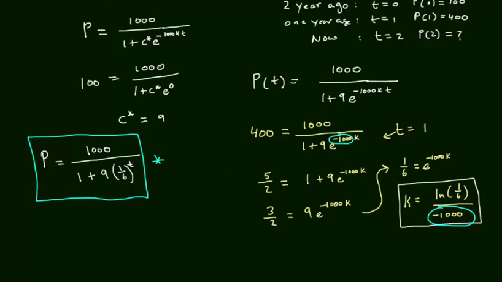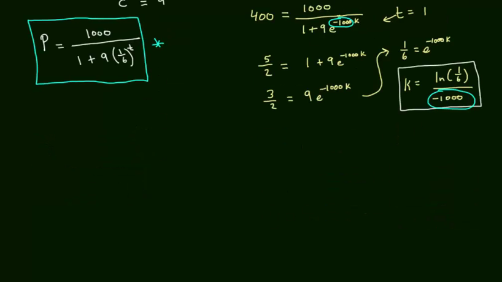Now let's answer the question, how many squirrels will there be now? Remember, t equals 2 for now. So if you plug that 2 into the formula, it's amazing. It comes out, no calculator needed for this, and it comes out to an integer. You do the math, but it comes out to be 800 squirrels.